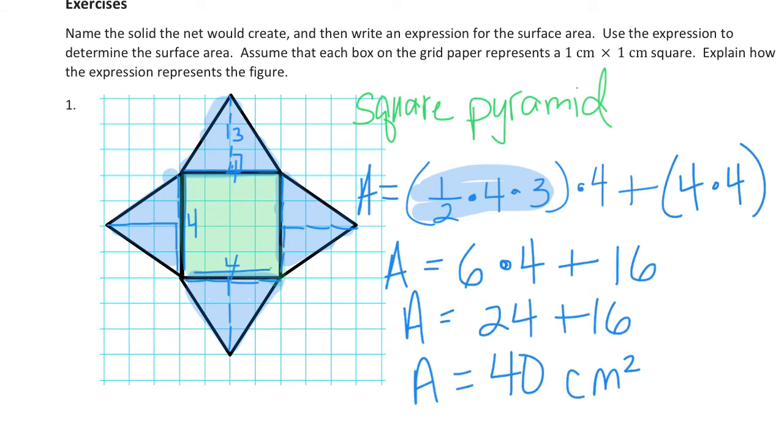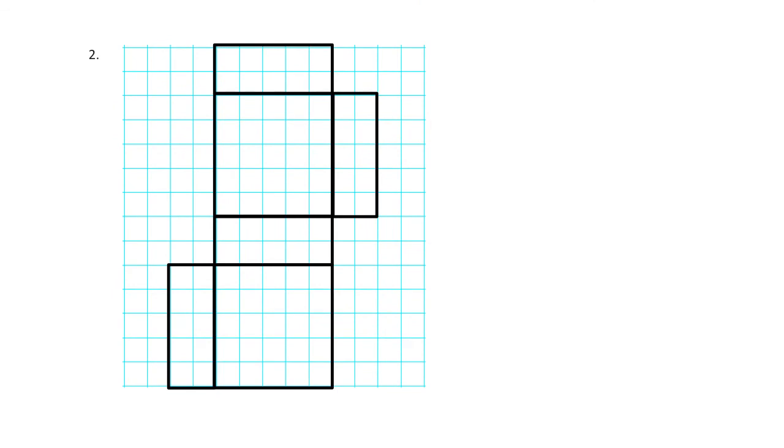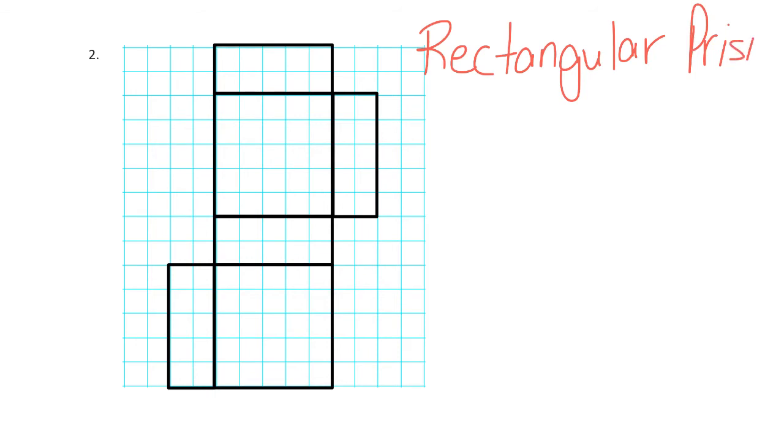All right, moving on to the one at the bottom. When I look at this one, I can tell that it is made up of a bunch of rectangles. And I do not see anything except for rectangles. So this particular figure is a rectangular prism. I know the first word has to be rectangular because I only see rectangles, and if it's got rectangles for all the lateral faces, that makes it a prism.